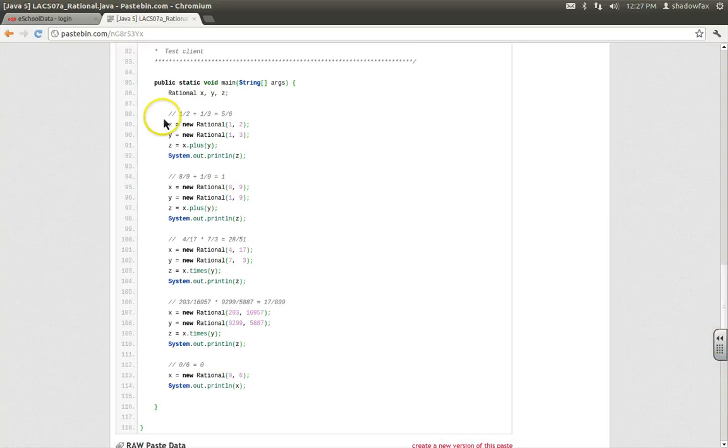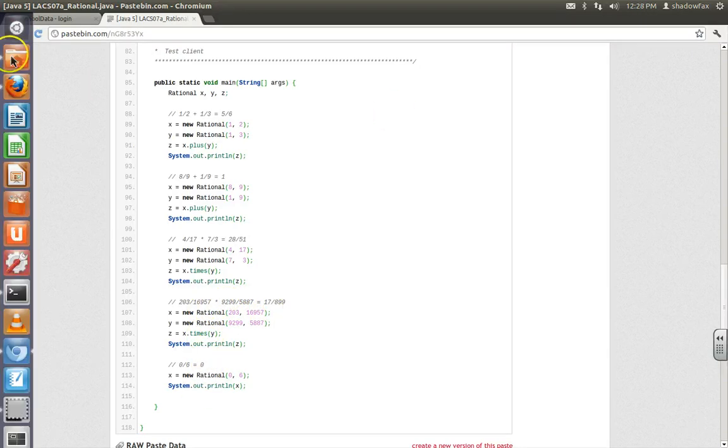Okay, here it is. Construct a rational 1/2, another one 1/3. Let's add them up, print them out. How about 8/9 and 1/9? And let's add them up and print it out. And 4/17 and 7/3 and multiply them and print it out. And that's the answer there. And more multiplying. Okay, so let's test this out.